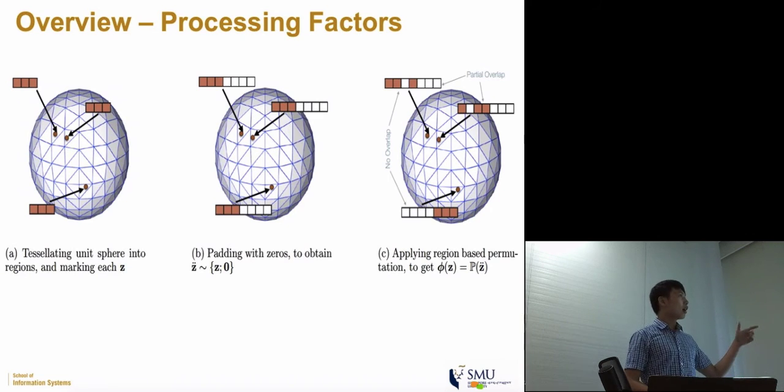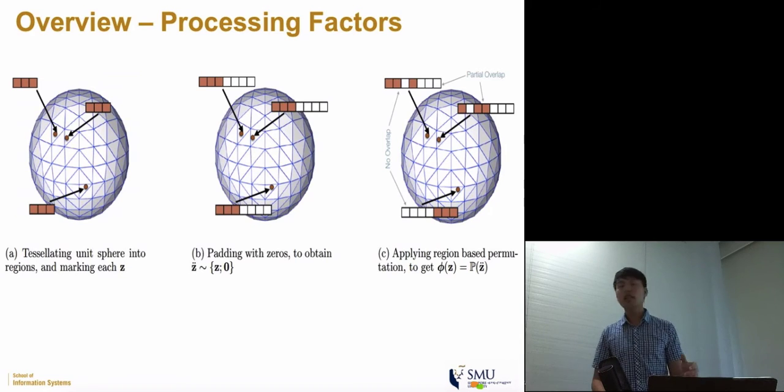So the next step is, you have a dense vector, a dense factor. You try to locate the region which that factor belongs to, right? So let's say you have a user vector or item vector here. You need to locate which region that user vector and item vector belong to, right? And then you just add more zero coordinates toward the end of the dense vector like this.